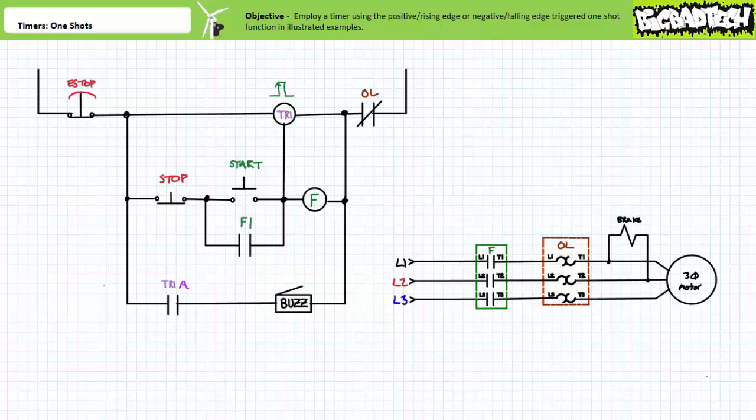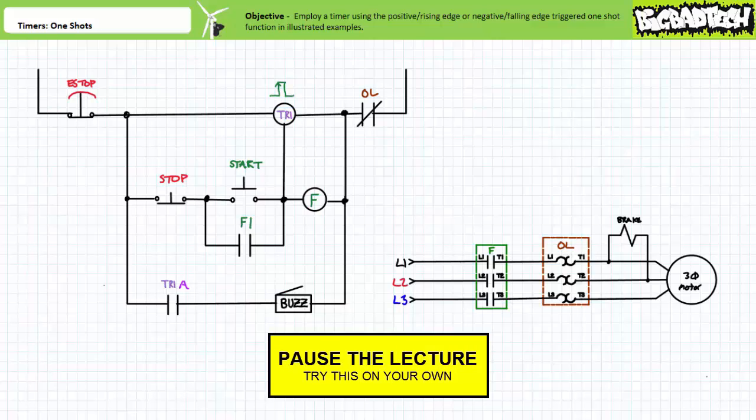Allow me to demonstrate. Consider a timer relay executing the positive edge triggered one-shot function put to use in such a circuit. By all means, pause the lecture and walk yourself through this circuit and see if you can figure out how this system works. Note the buzzer in rung 4. Let's assume this is a positive edge triggered, non-retriggerable one-shot that necessitates an external power connection. Let's say the timer is set to 3 seconds.